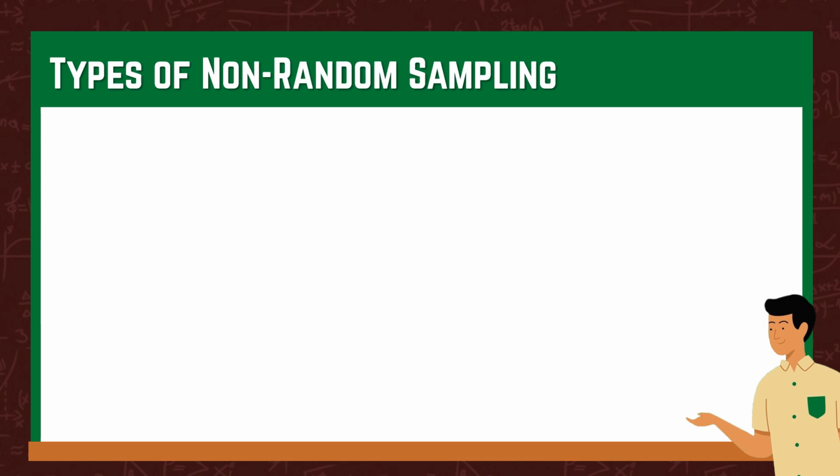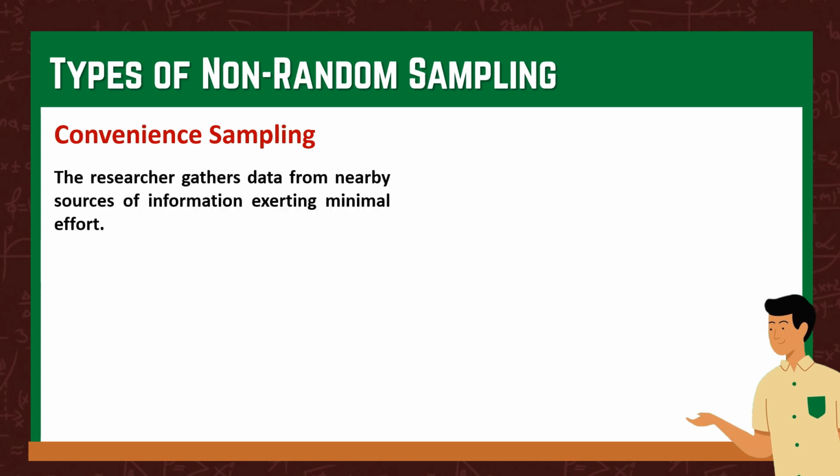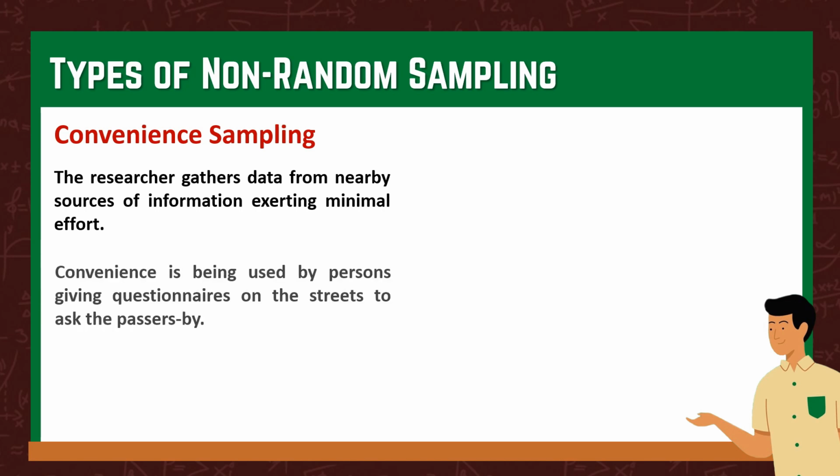Now let's move to the non-random sampling or non-probability sampling. There are two types of non-random sampling. First, convenience sampling. In this technique, the researcher gathers data from nearby sources of information exerting minimal effort. Convenience is being used by persons giving questionnaires on the streets to ask the passers-by. Halimbawa din nito yung mga nagsasagawa ng survey sa loob ng mga malls.